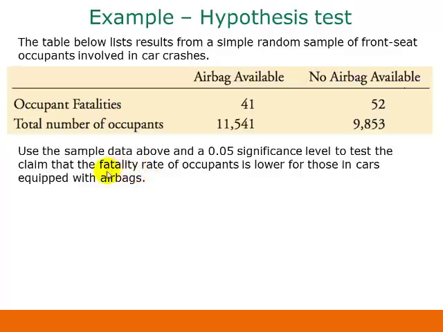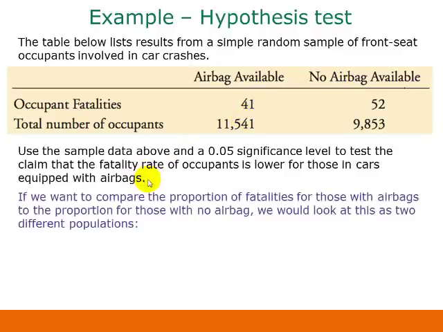Now this is one where if you saw this problem, you might have to think a little bit to realize that this was dealing with a proportion. When we're talking about the fatality rate, we're talking about the proportion of occupants out of the total that died. So we have our proportion of occupant fatalities is the same as our fatality rate.